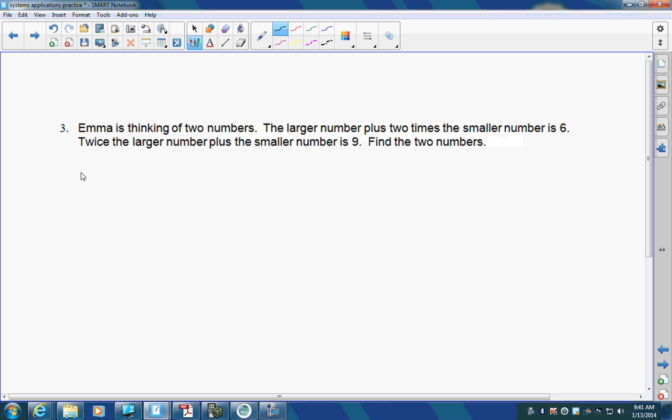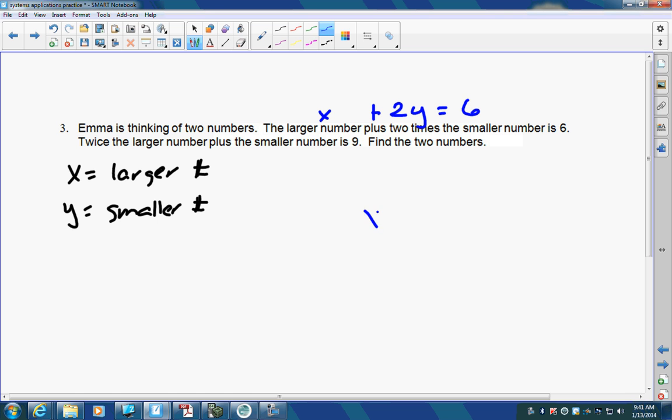Emma's thinking of two numbers. I got a larger and a smaller. I'll make x the larger number, and y equal the smaller number. Again, it doesn't matter which one is smaller or larger. Now, this sentence says the larger number, okay, x is the larger number, plus 2 times the smaller number is 6. So there's one of my equations. X plus 2y equals 6. Then it says twice the larger number plus the smaller number is 9.